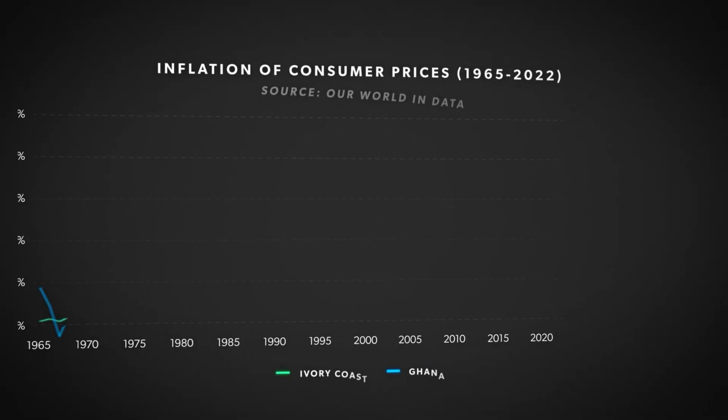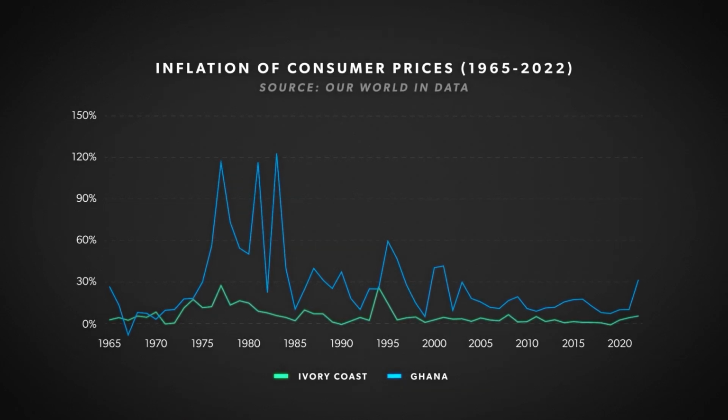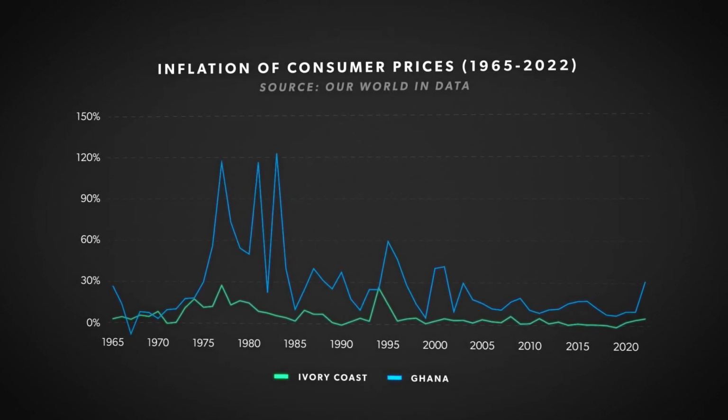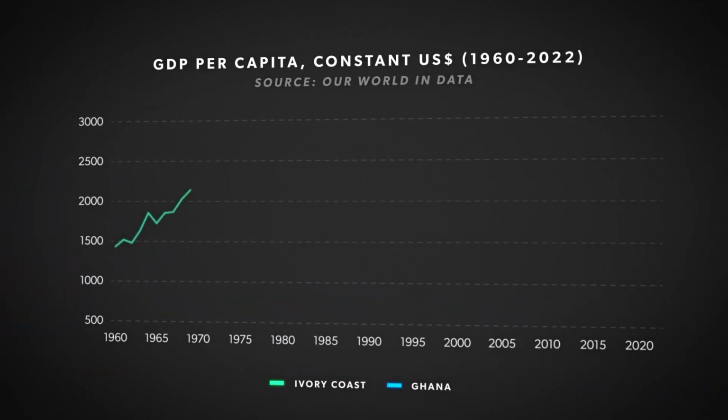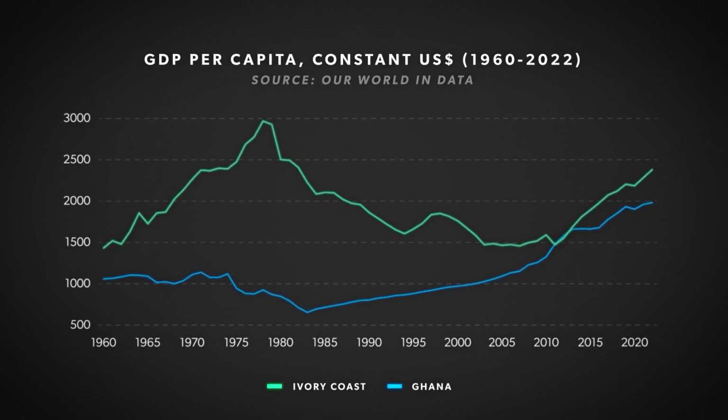For instance, inflation rates in Ivory Coast have been markedly lower than in neighbouring Ghana. But growth-wise, Ivory Coast has gone backwards. The country's real GDP per capita is 1/3 lower than in 1978, whilst Ghana's has consistently risen year on year.